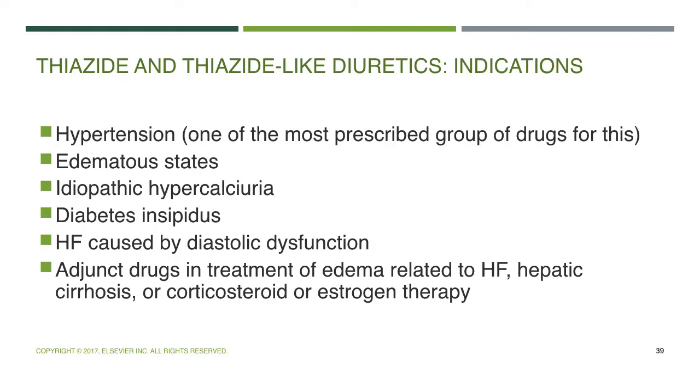The indications for these drugs include hypertension. It is one of the most prescribed drugs for this, and it's usually used in combination with whatever antihypertensive drug they're on. In fact, usually what we see is a combination drug where it's their ACE inhibitor or their ARB with a thiazide or a thiazide-like drug mixed in with it, so they just take one pill.